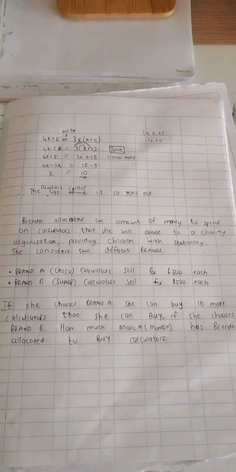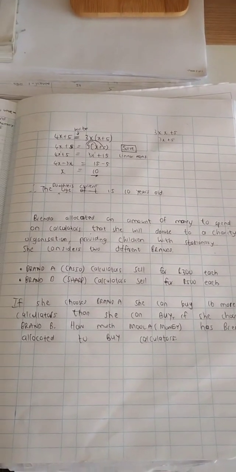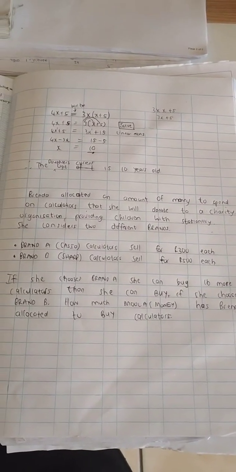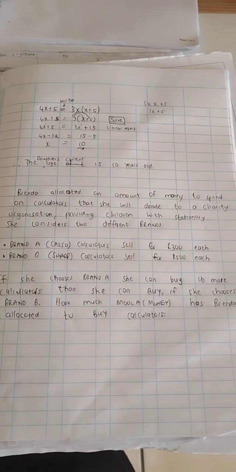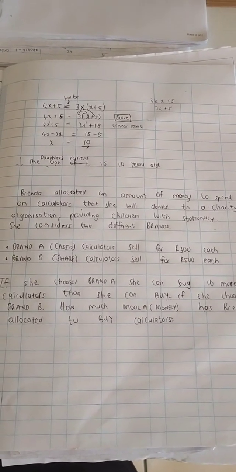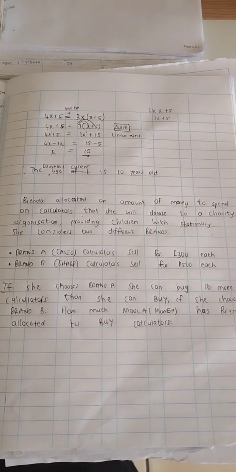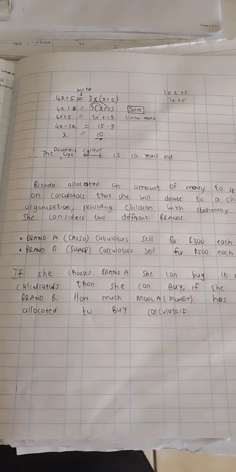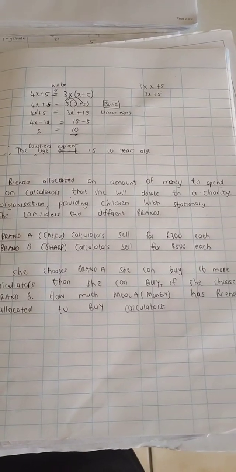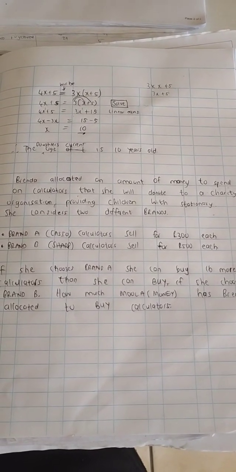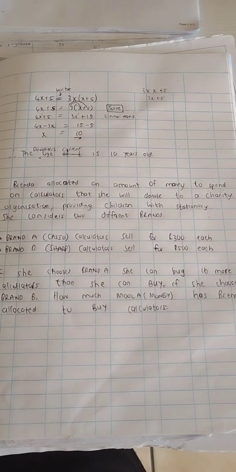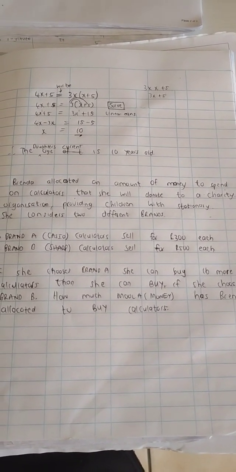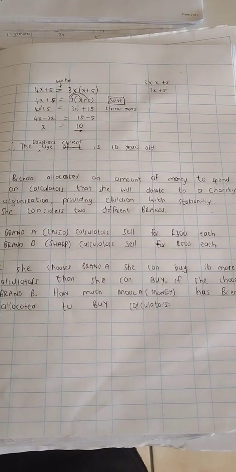Yeah, but now we can't use that excuse anymore, right? Because I suppose we need to acclimatize and make adjustments accordingly. So let's read this scenario again. Brenda did what? Allocated an amount of money to spend on calculators that she will donate to a charity organization that provides children with stationery.